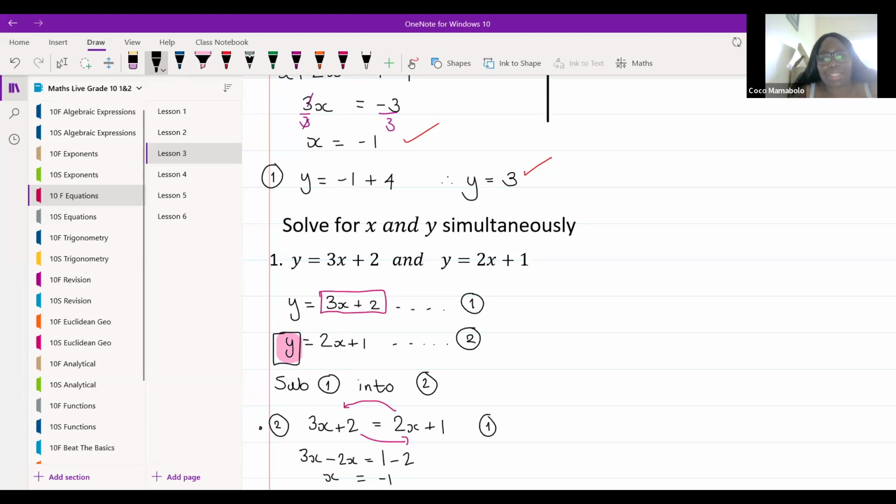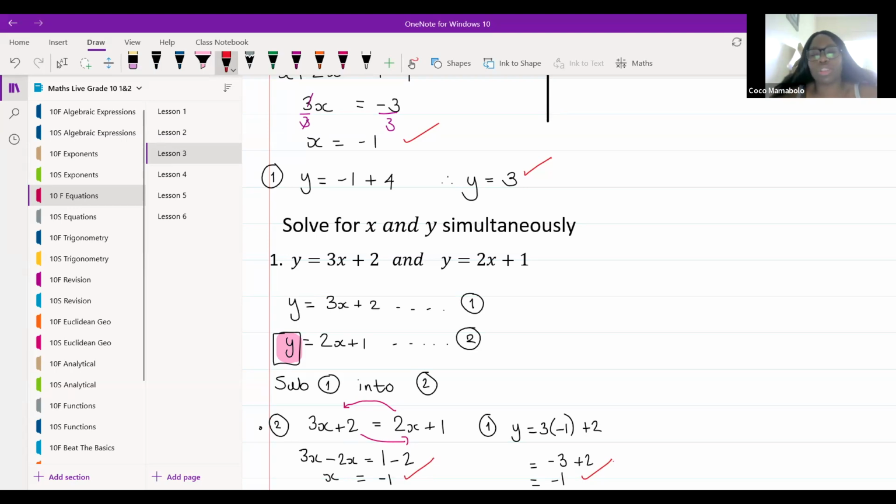Because we know what x is equal to, we can substitute x for what it is. So we're going to say in equation 1, y is equal to 3, and then I've got an x, so that's going to be 3 times -1 plus 2. And that will equal 3 times -1 is -3 plus 2, and that is also equal to -1. And there we go. We've got one answer, x is equal to -1, and y is equal to -1. Sia, are we okay with that? Yes, ma'am. Excellent. All right.